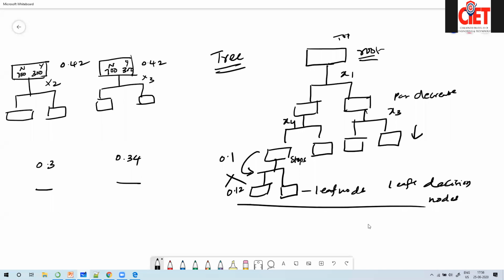I know we are at the top of the hour. We would start tomorrow, and I would briefly explain this tree process again and how we use this tree to make further decisions.